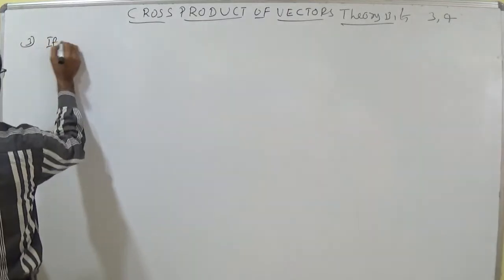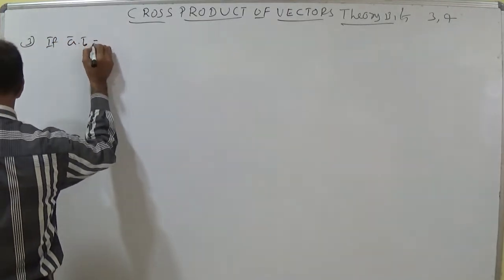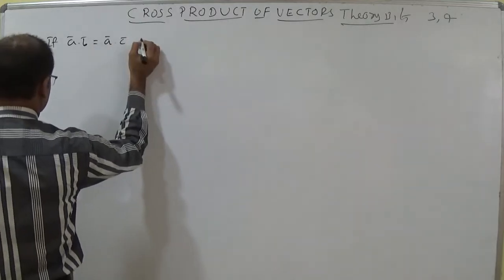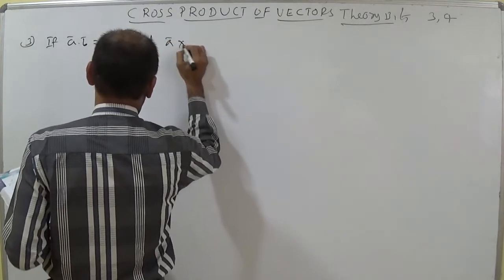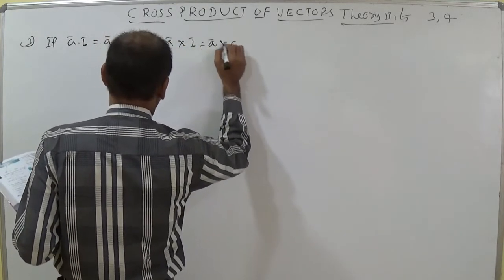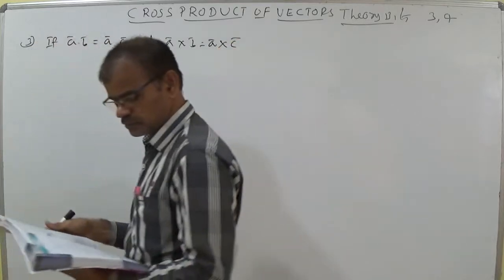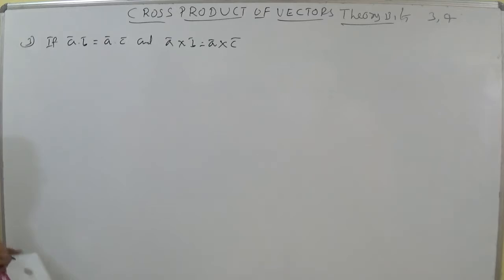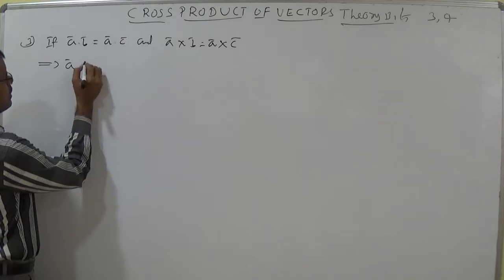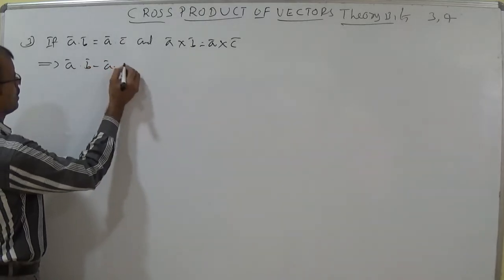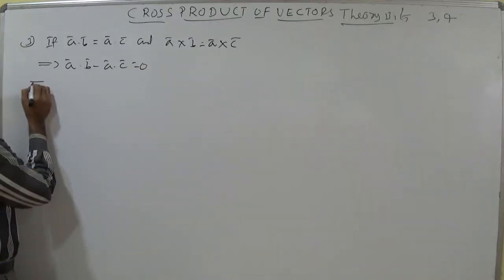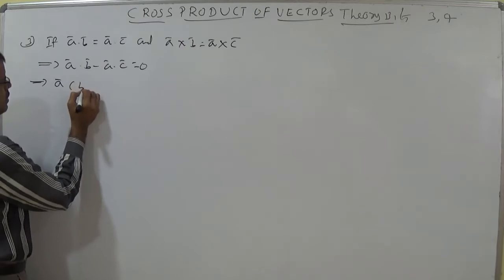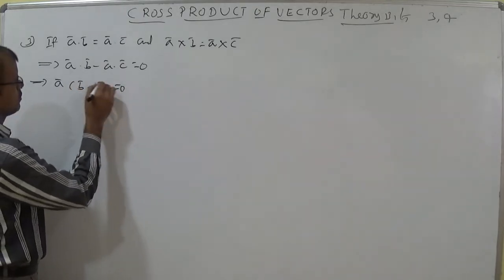If a bar dot b bar is equal to a bar dot c bar, and a bar cross b bar is equal to a bar cross c bar, then what is the value according to the options? We calculate: a bar dot b bar is equal to a bar dot c bar is given. Now we can write a bar dot b bar minus a bar dot c bar is equal to 0. That implies, taking a bar common, a bar dot (b bar minus c bar) equal to 0.